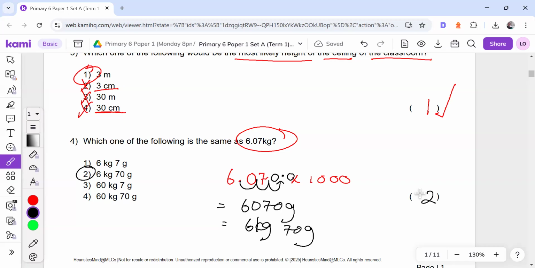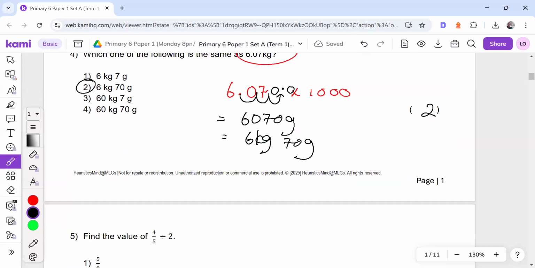Add your marks. There are 4 questions, 4 marks. At the end of the lesson, you will tabulate your marks and see whether you did well for this paper 1. And Mr. Ong tells you honestly, I have purposely made paper 1 a fair paper, not too hard, not too easy. So it's quite normal. Make sure you understand your mistake.